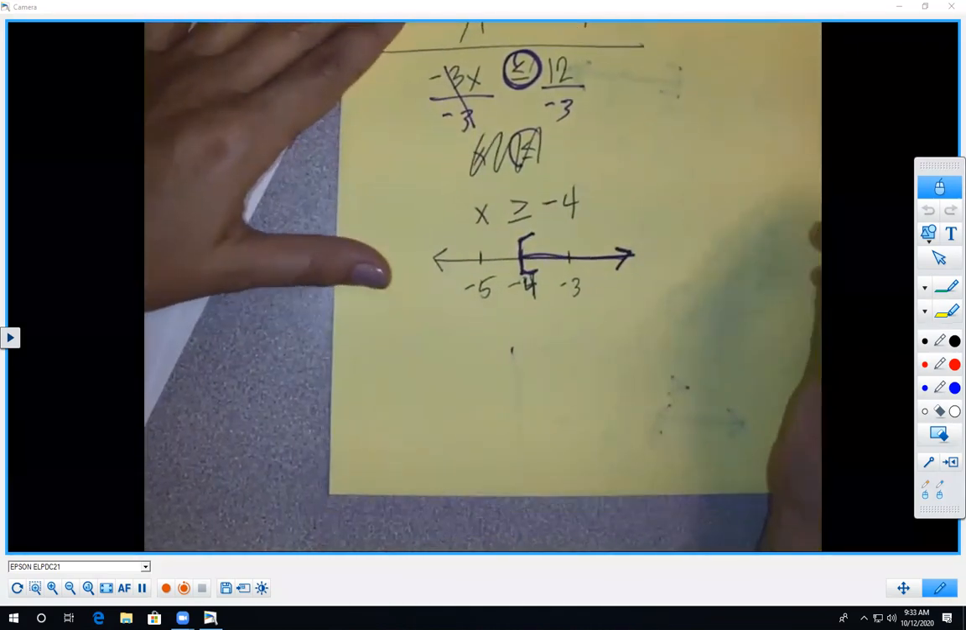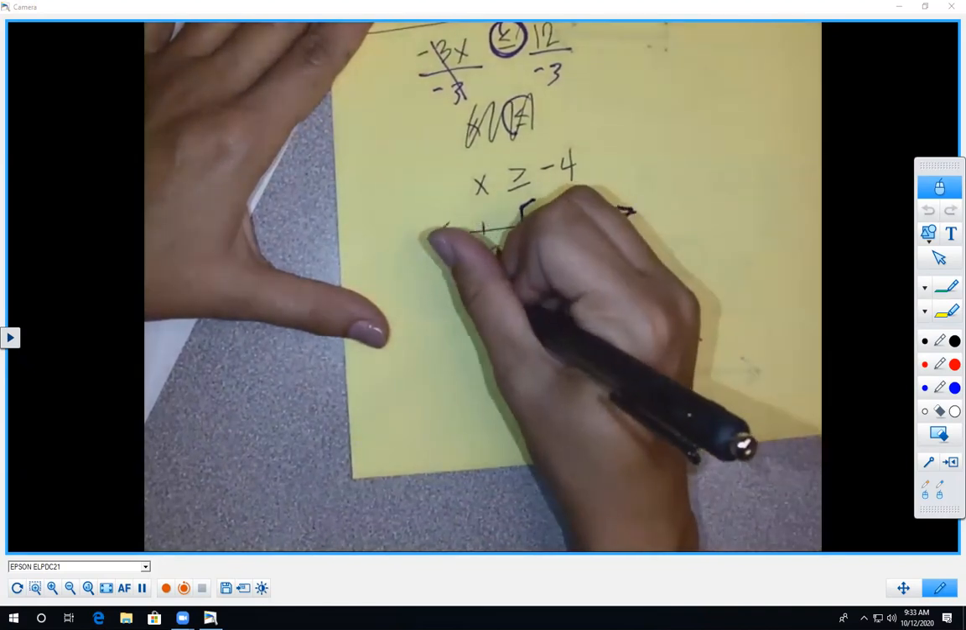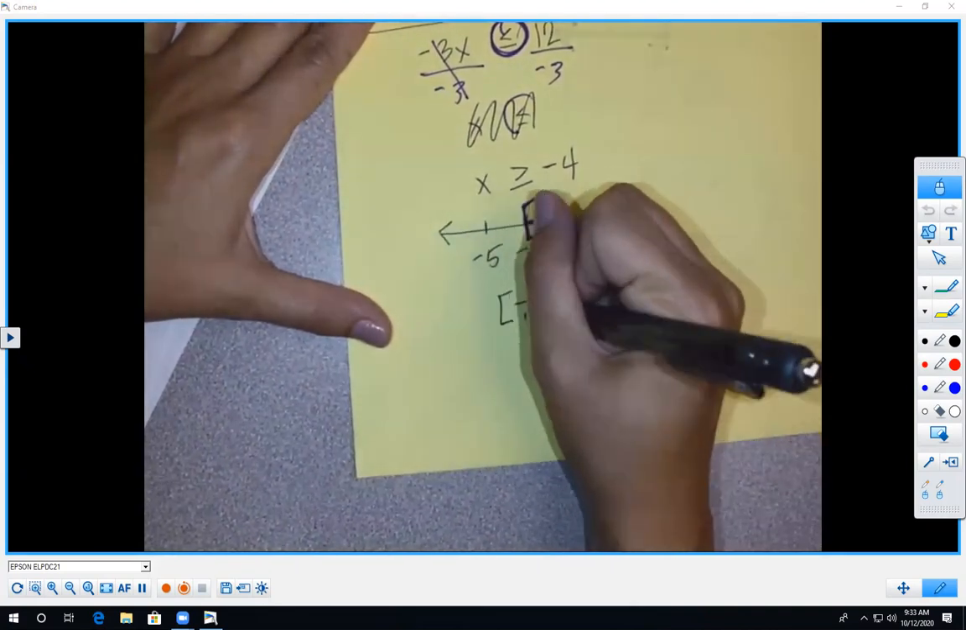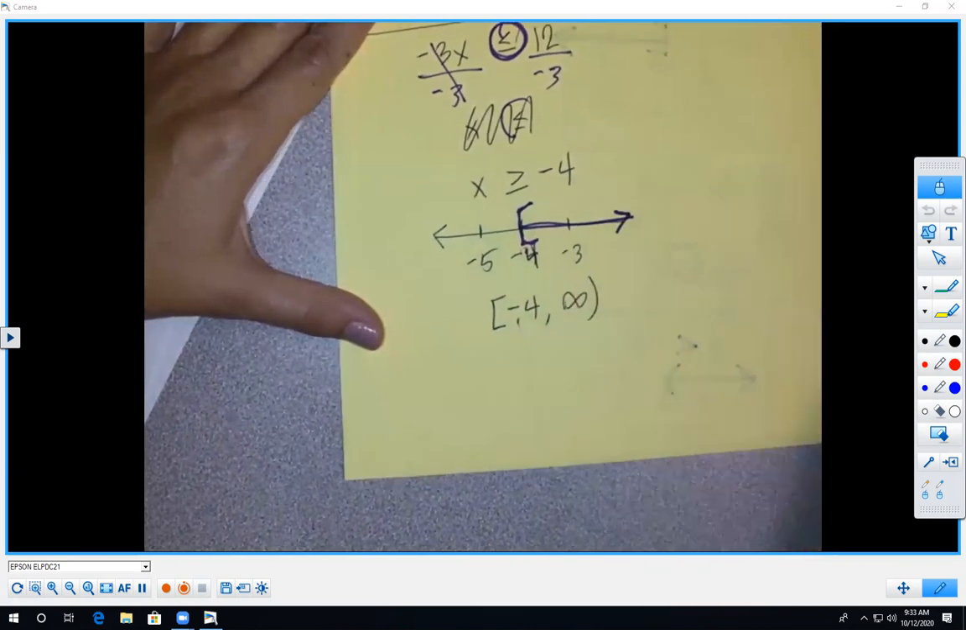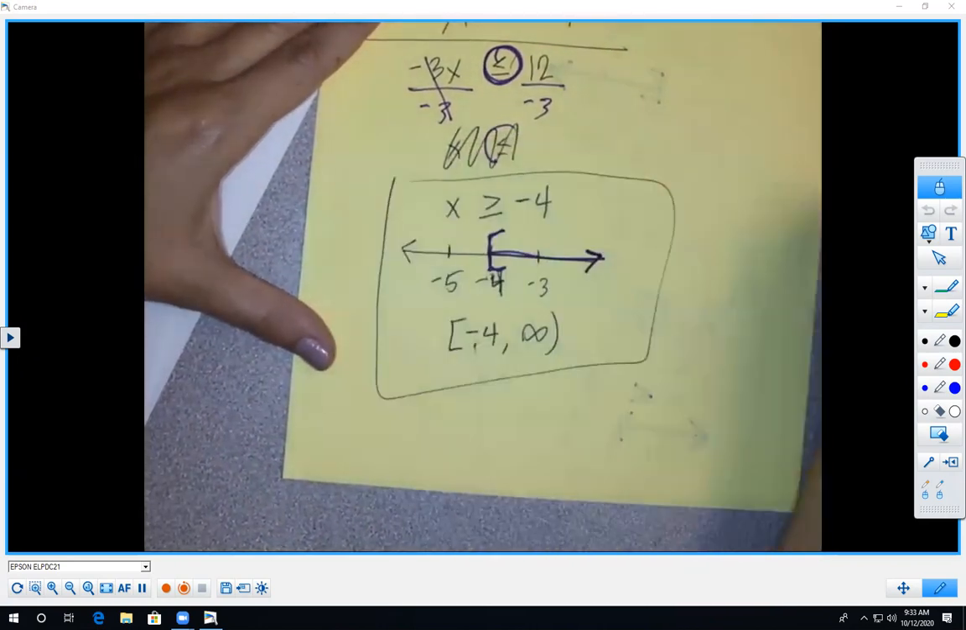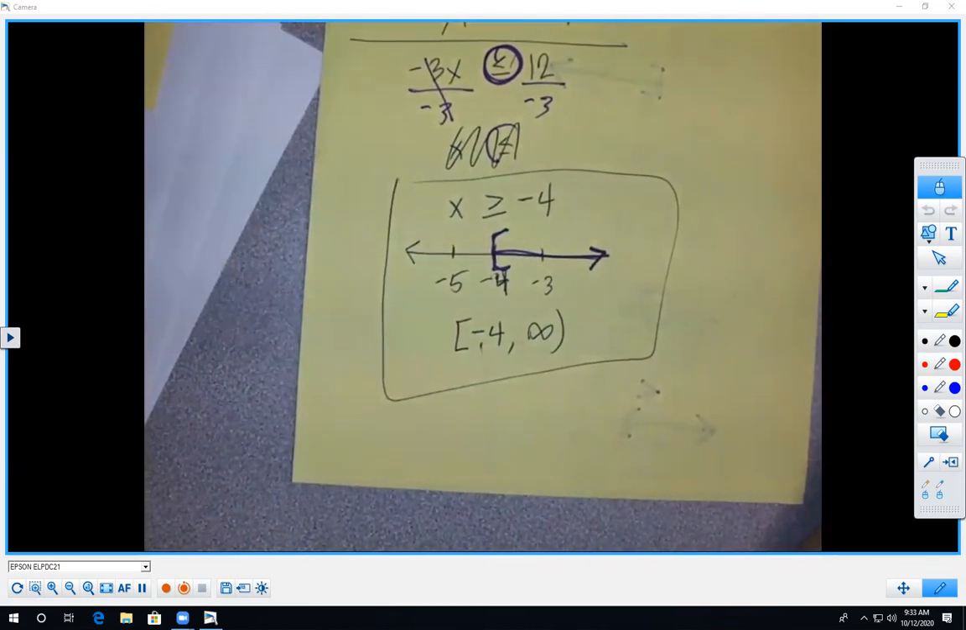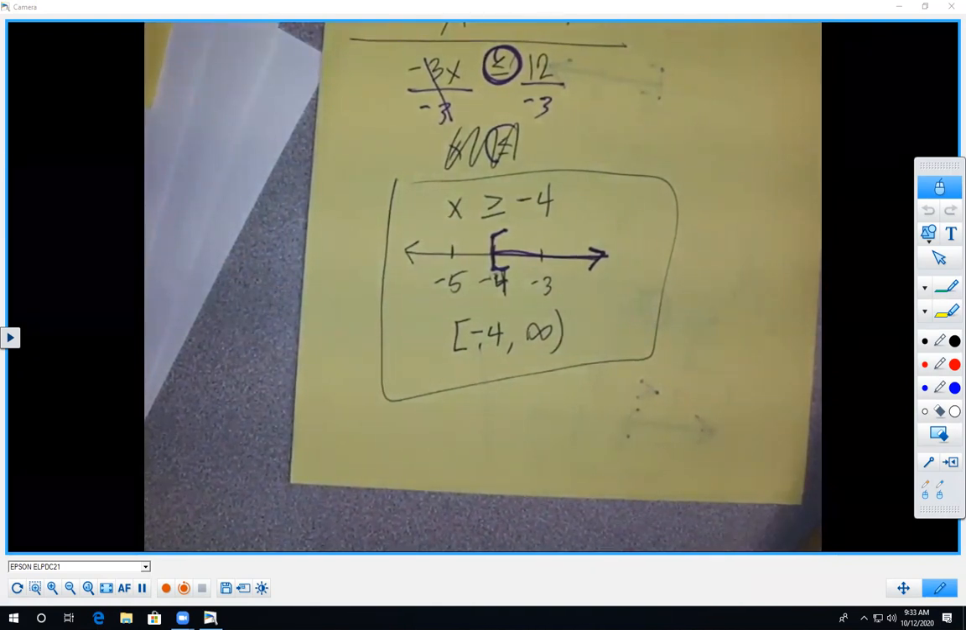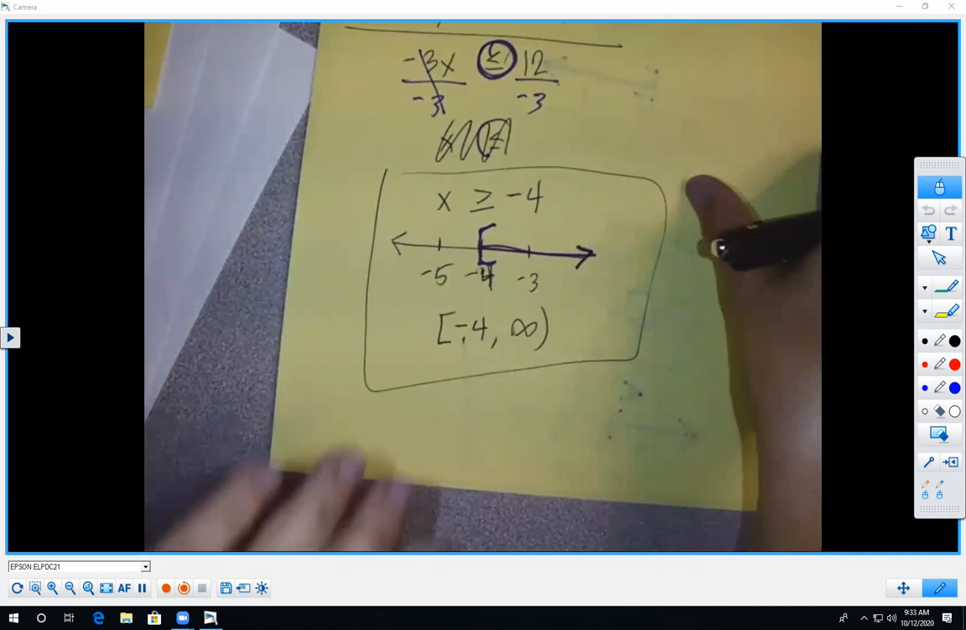Interval notation here would be -4 to infinity with a bracket. Questions about that? Okay, let's do one more.